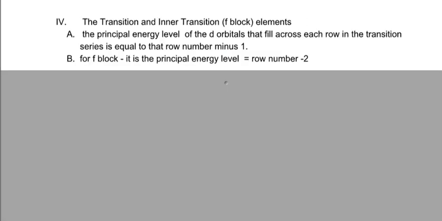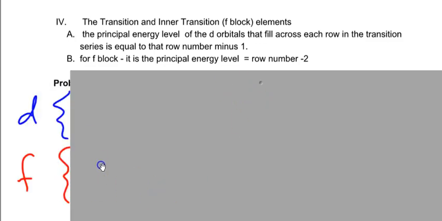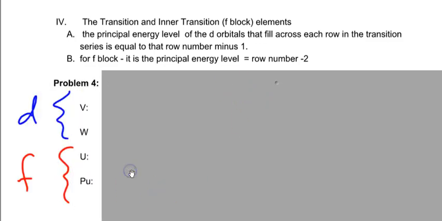All right, so what about the transition and the inner transition? I call those the F block elements. I don't call them the inner transition. The principal energy level of the d orbitals that fill across each row in the transition series is equal to that row minus 1. That's why it's 4s2, 3d. And for the F block, it's the principal energy level minus 2. So here I have vanadium and tungsten, uranium and plutonium.